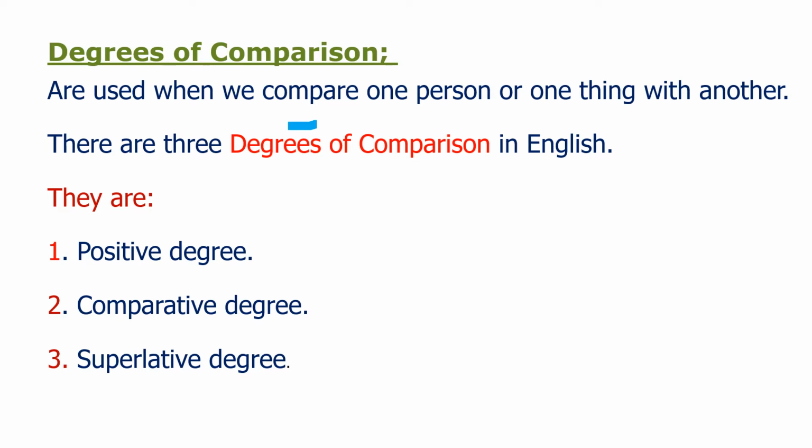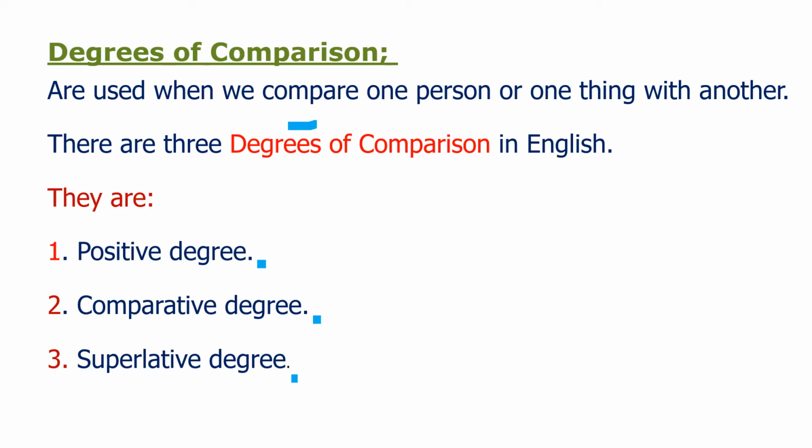There are three degrees of comparison in English. They are positive degree, comparative degree and superlative degree. In the positive degree there is no comparison. That sentence is only a statement. There is no comparison in that sentence. That is the positive degree.